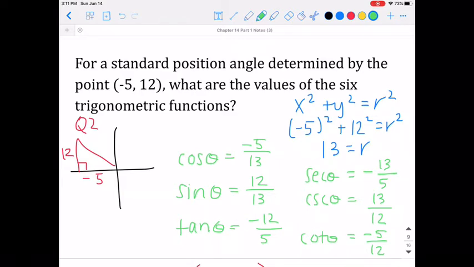So these aren't too bad. You just have to figure out your radius first. Make sure your radius is always positive. You can never have a negative radius.